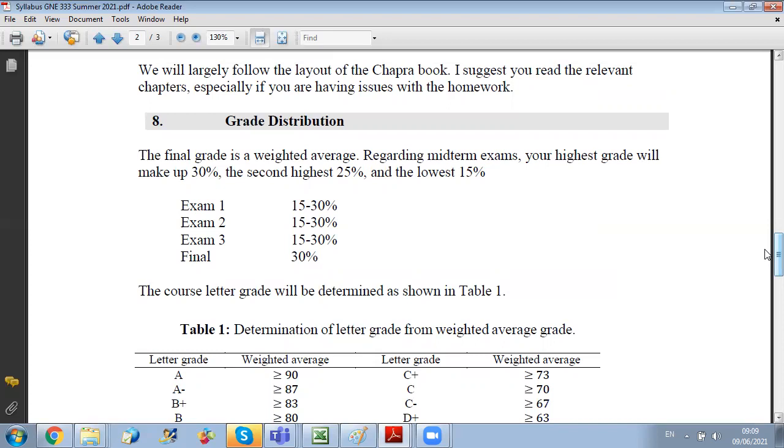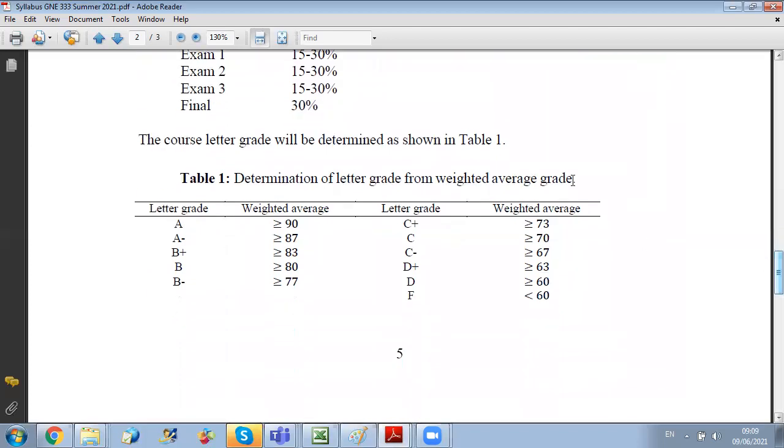And the grade distribution is in your favor. The lowest exam will be 15%, the second 25%, and the third 30%. And the final will be 30%. And as usual, you know the criteria of grading. So we follow this table for grading criteria.